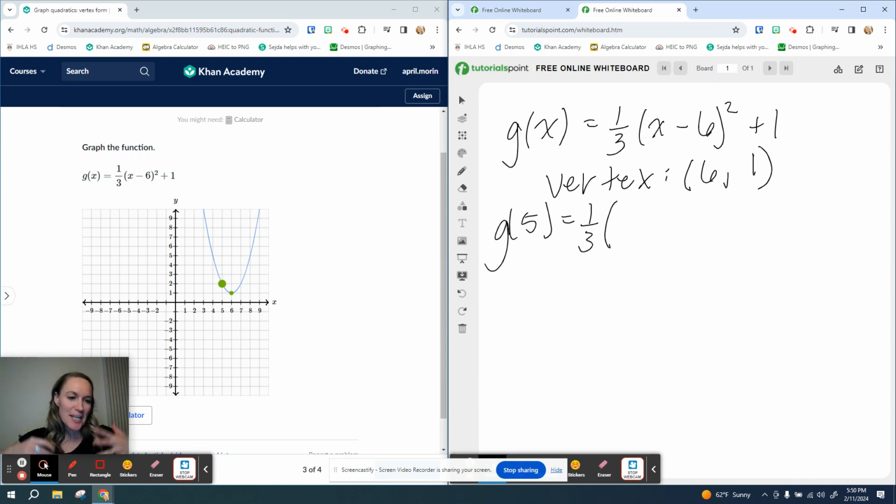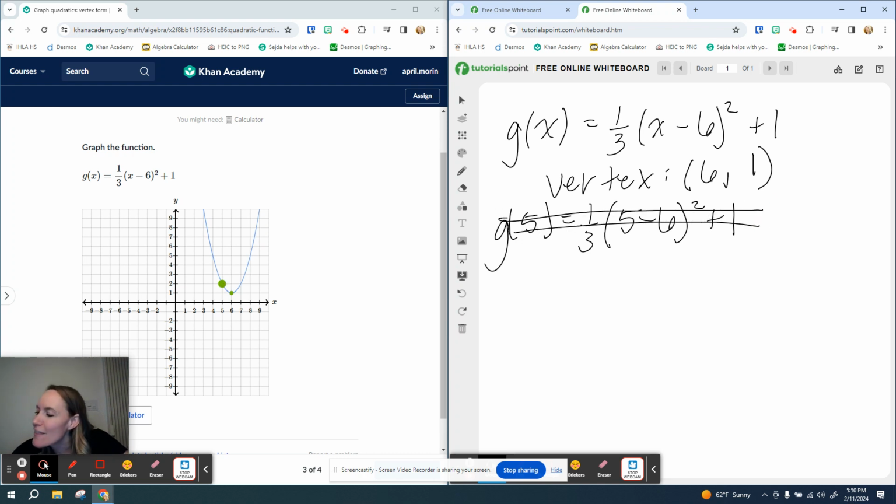And when 5 doesn't work, then I can make an educated guess of a different number that's going to give me a whole number. Again, if you were just graphing this on plain graph paper, you would be fine with picking 5. I'm not sure if it's going to give me a whole number. So that's what we're going to figure out here. 5 minus 6 squared plus 1. Okay, I can already see 5 is not going to work because 5 minus 6 is -1. -1 squared is +1. And then I'm going to get a 1/3 plus 1. That's not going to give me a whole number. So that's not going to work.